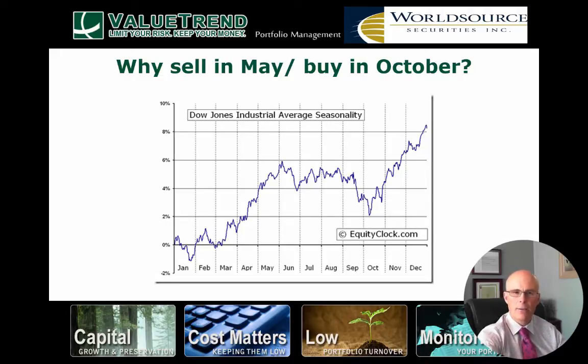Now, another cycle that we pay attention to is seasonal cycles. A lot of people might have heard of sell in May, go away, and that is something that was coined by Don Vaillant, great market technician and a seasonal expert. This is his son, John Vaillant.